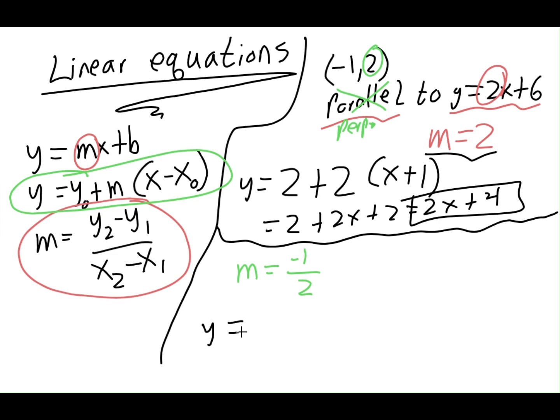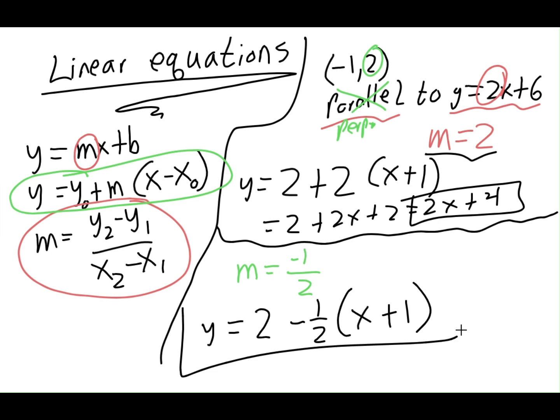We'd still have y equals y naught is still 2, plus m, this time it's minus 1/2 times x plus 1. Nothing changed. I'll let you simplify that if you'd like. I'm not going to bother because, like I said, I think that is the correct answer. It doesn't need simplified any further. So now we know how to do linear equations.